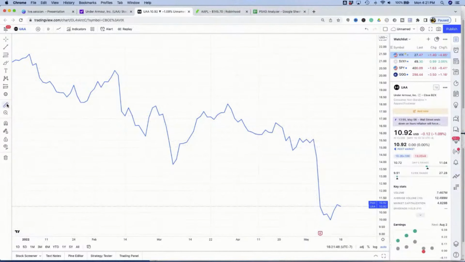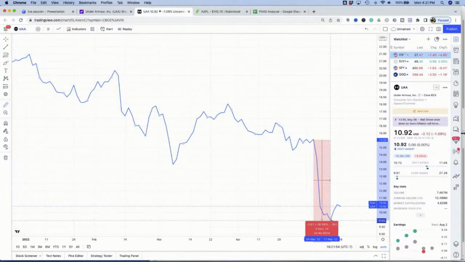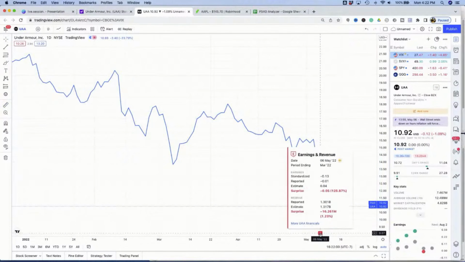Well, one of the recent dips that we can see, in fact, we can go ahead and measure this. If we take a look at this peak here to the low point here, it's down about 36% in a matter of days, or trading sessions. And we can see that's related to the earnings report that they came out with on May 6th. So just 10 days ago, Under Armour gave an earnings report where they reported their earnings were down, right?